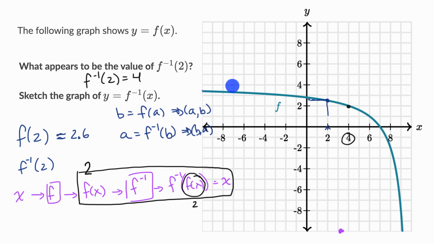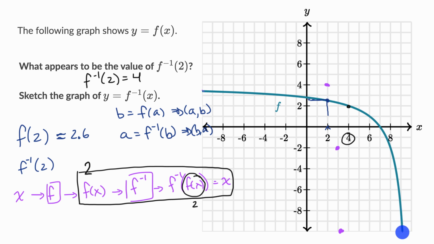Now, let's say this point right over here. This is the point negative 2 comma 3. So if negative 2 comma 3 is on the graph of f, then 3 comma negative 2 would be on the inverse, right over there. Let's pick a few more points. So we have this point right over here, 4 comma 2, which would be on the graph of f, which means that 2 comma 4 is on the inverse. So 2 comma 4, which would be right over there.